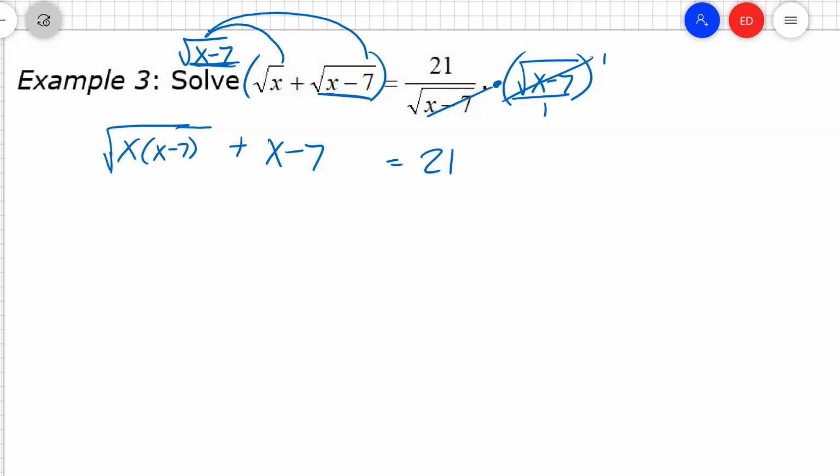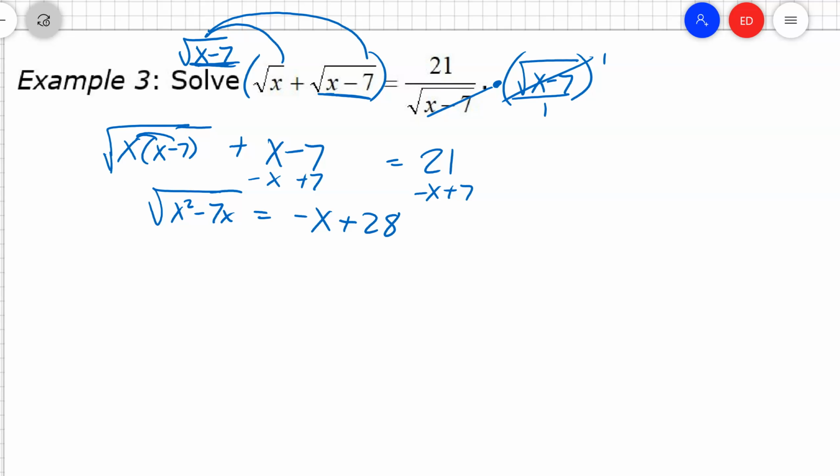Alright, so we've got that sorted out. We do need to simplify this radical in order to isolate it and then also get rid of it. So I'm going to simplify on the inside. Square root of x squared minus 7x is on the inside. I'm going to subtract x over to the other side. And that 7 is going to become negative x plus 28.